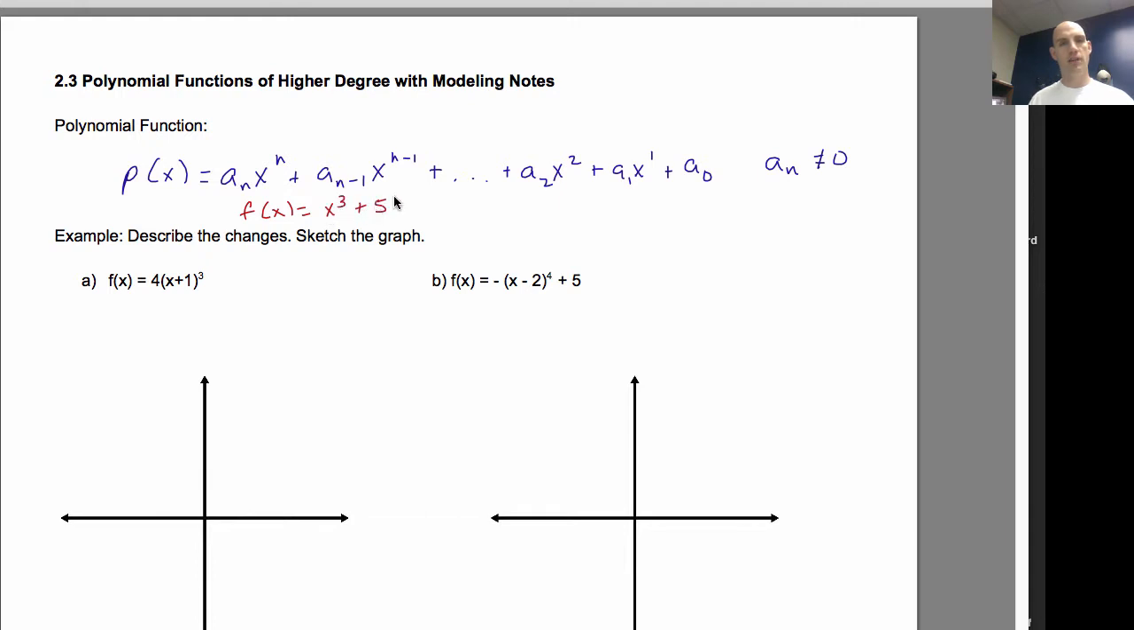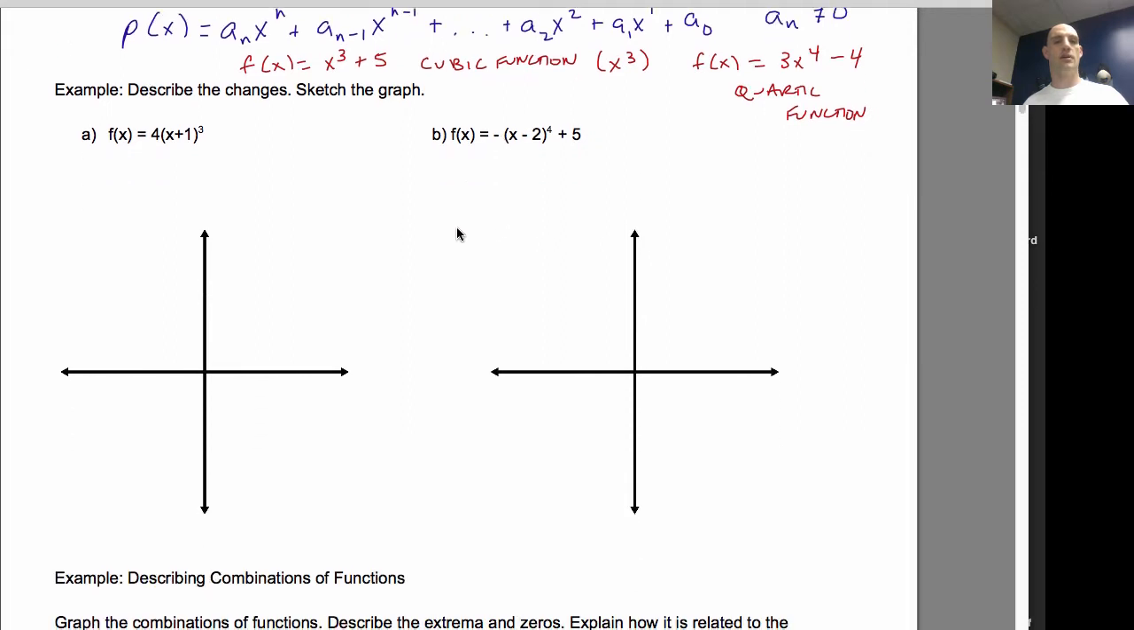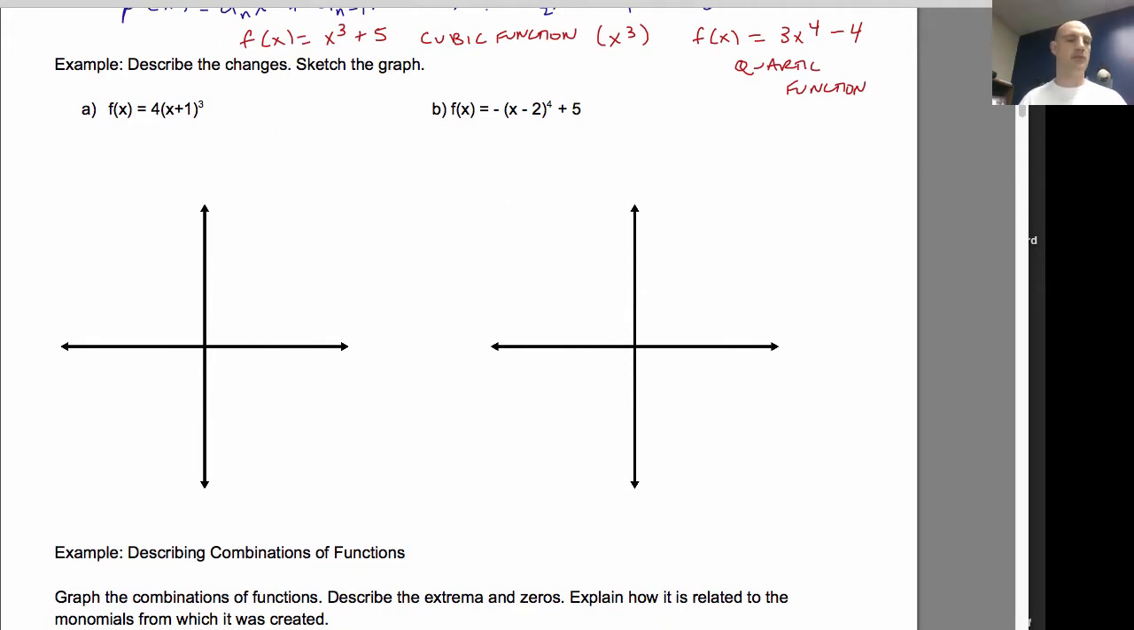As we talk about these, if we had, for example, f of x is equal to x cubed plus 5, this would be called a cubic function, because we're identifying it by its highest degree term. So this is an x cubed. If we had f of x equal to 3x to the fourth minus 4, this would be a quartic function. And the reason we're identifying them is because we're going to learn in this section that it's very important what the lead term is, what the highest degree term is, because that's going to dictate what the behavior on our graph looks like.